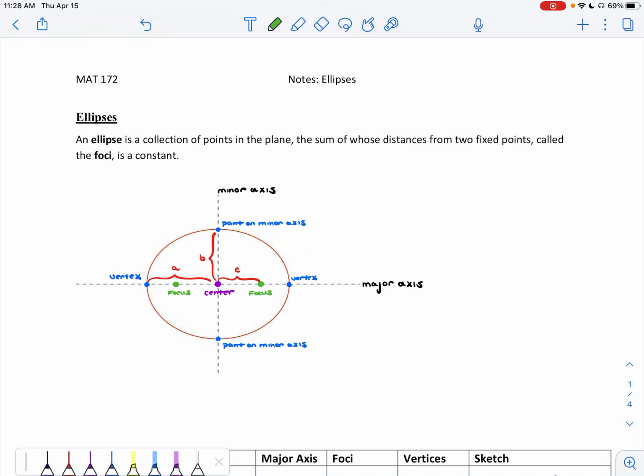The next conic we're going to look at is the ellipse. So again, up here at the top, you're going to see a geometric definition for what an ellipse is. It says an ellipse is a collection of points in the plane, the sum of whose distances from two fixed points called foci is a constant.